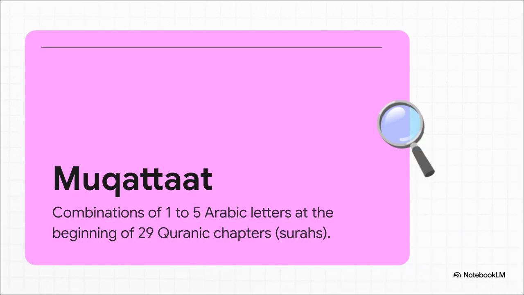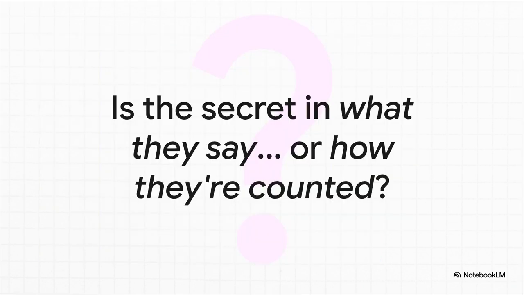So the whole mystery really starts with these things right here, the Muqatta'at. At the beginning of 29 chapters, or surahs, of the Quran, you find these strange little combinations of Arabic letters. Things like Alif Lam Mim or Yasin. Now, you can't just look these up in a dictionary. They're not words in the typical sense. They're often called disconnected letters. And for well over 1,000 years, their true purpose has been a massive puzzle. Yeah, for centuries, scholars have been debating what they could possibly mean.